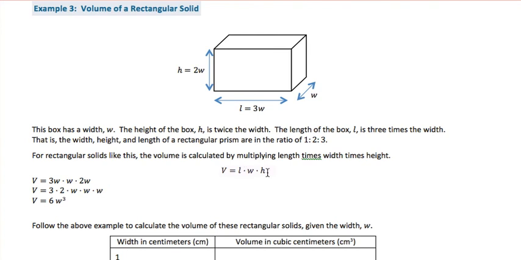Remember, it's all multiplication. So multiplication is commutative. You can multiply them in any order. The volume of this particular rectangular solid would be 3W times 2W times W. And then, because it is all multiplication, we can change the order and put all of our numbers together, 3 times 2, and all of our variables together, w times w times w, which will give us 6 w to the third power, because when we repeat multiply, that is an exponential relationship.